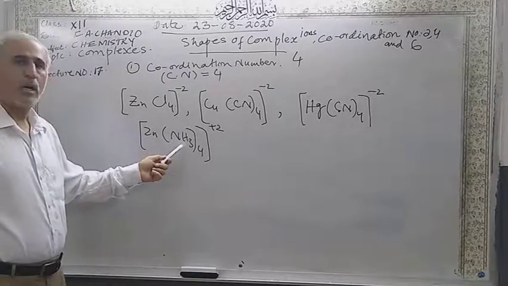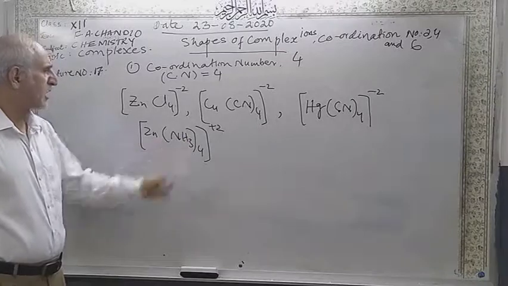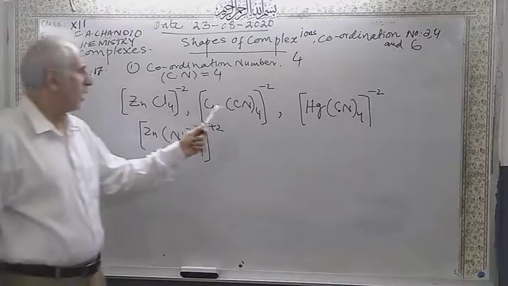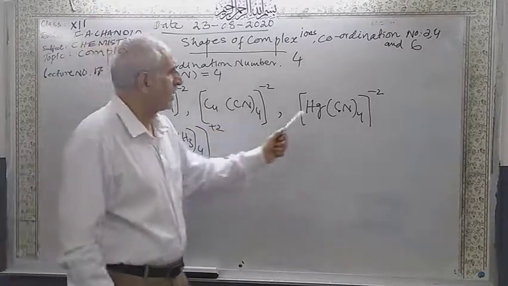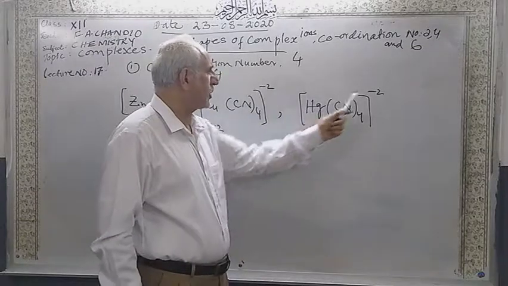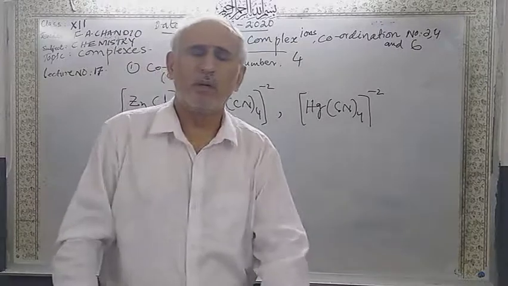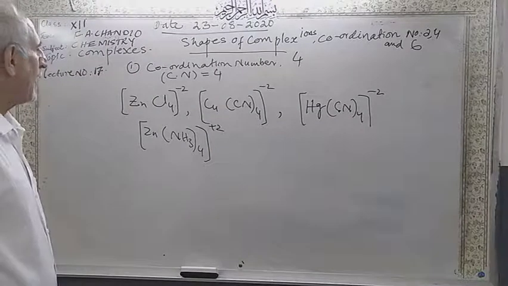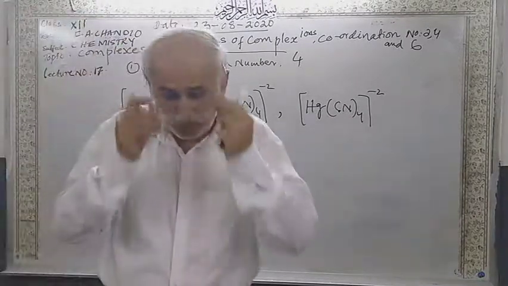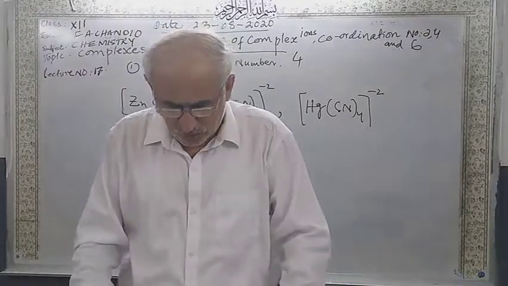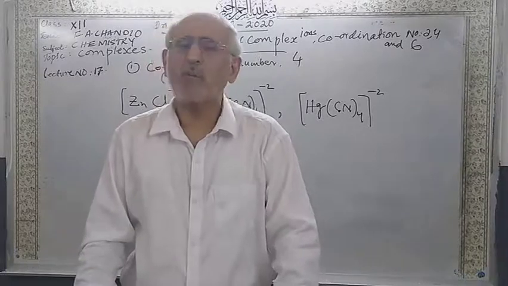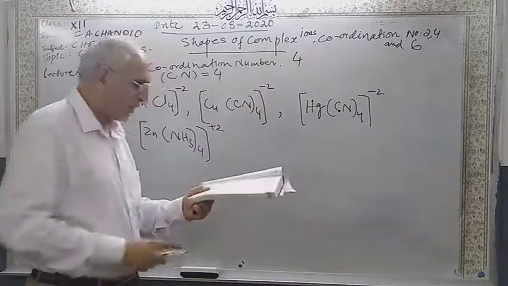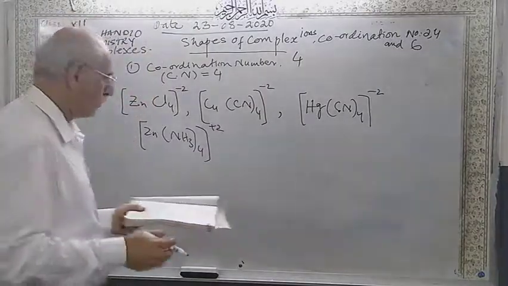Ammonia is neutral, so tetraamine zinc 2 and tetrachloro zincate 2, tetracyanocuprate 2, tetracyano mercurate 2. So these are the complexes, and they show the 4 coordination numbers. So dear students, if they have 4 coordination numbers, there are 2 possibilities for their geometry. Maybe the tetrahedral and maybe the square planar.